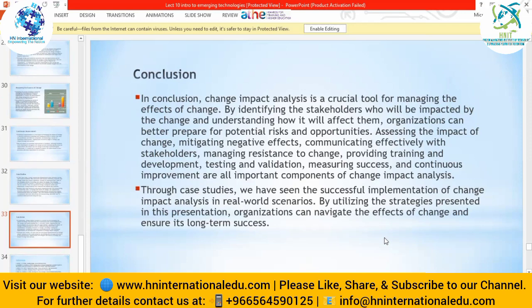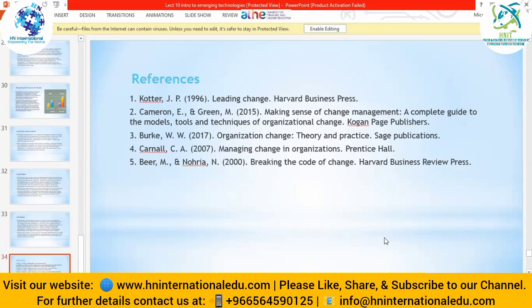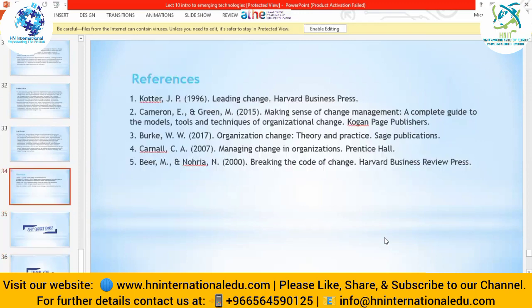And through the case studies, we have seen the successful implementation of change impact analysis in real-world scenarios. By utilizing the strategies presented in the presentation, organizations can navigate the effects of change and ensure its long-term success. Now, these are the references from where we have made the assignment or the slides.